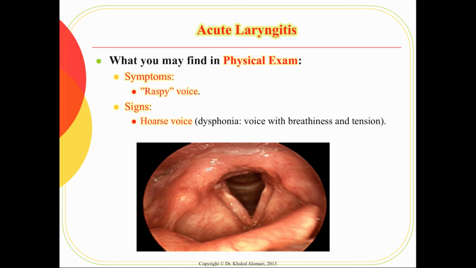Basically, you will hear clearly that the classical symptom is hoarseness, or the hoarse voice, and some patients may even have dysphonia or aphonia. Their voice is completely lost.